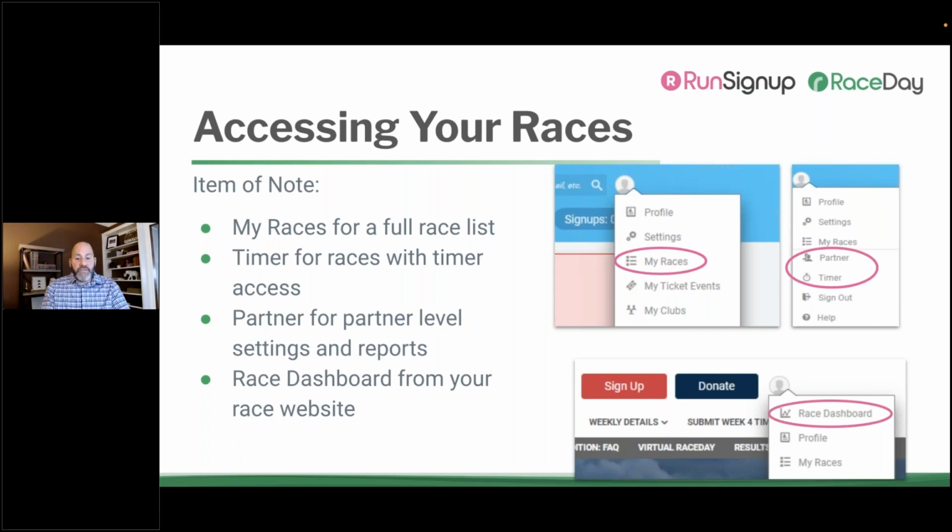And then if you're looking at the front-facing website, where people actually go to register, and you're trying to quickly get to the race dashboard because you notice something needs to be updated, if you click on your profile image again, you'll see Race Dashboard at the top, and that'll take you to the back end.